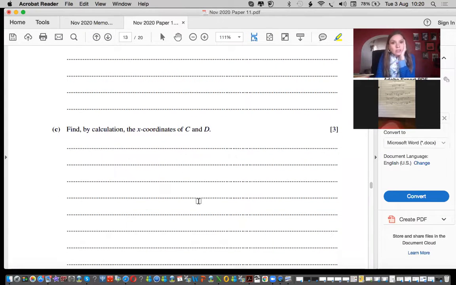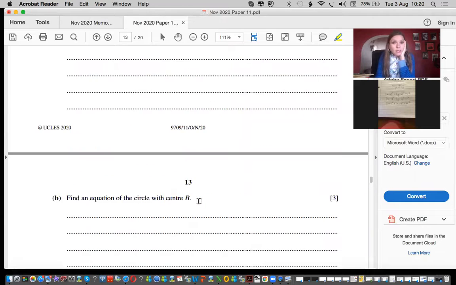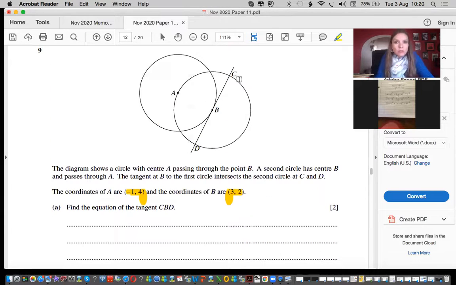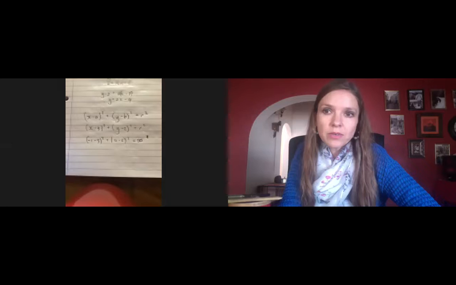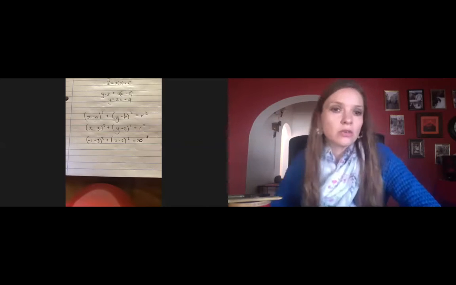Find by calculation the x coordinate of C and D. So if you want C and D, let me just focus your attention there. I hope that your problem solving skills are telling you that C and D are not just coordinates, they are points of intersection. That is where the circle intersects the tangent. So these questions that we've been doing are actually very useful at this stage.